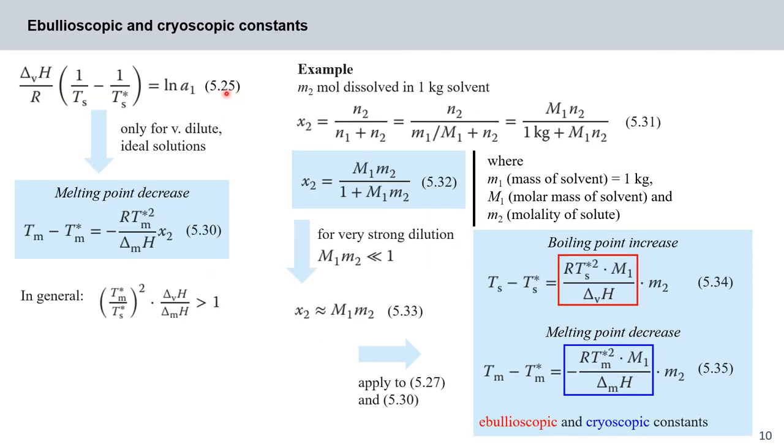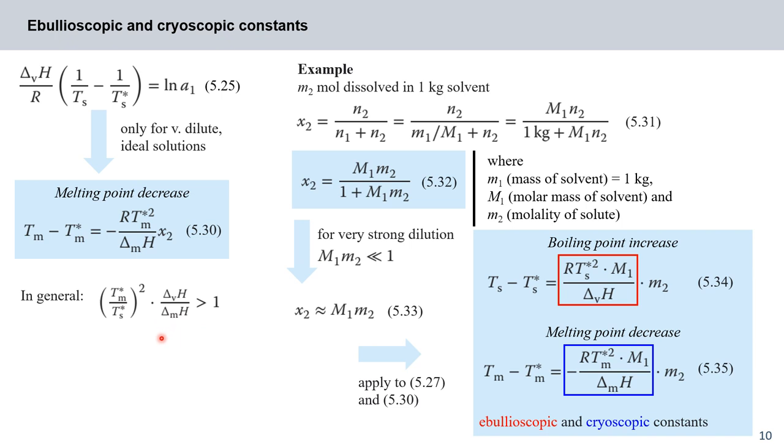On the previous slides we saw that going from equation 5.25 all the way to 5.30, we made a set of assumptions. We get this proportionality of the depression of melting point or the elevation of boiling point with the mole fraction X2 only in very dilute ideal solutions. Working under these assumptions, we find that the ratio of the boiling point squared over the melting point squared, times the ratio of the enthalpy of vaporization over the enthalpy of fusion, is always larger than 1.